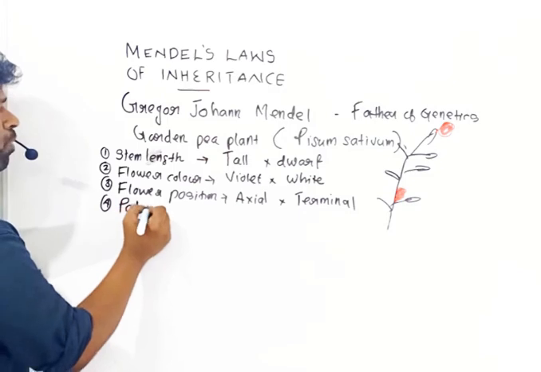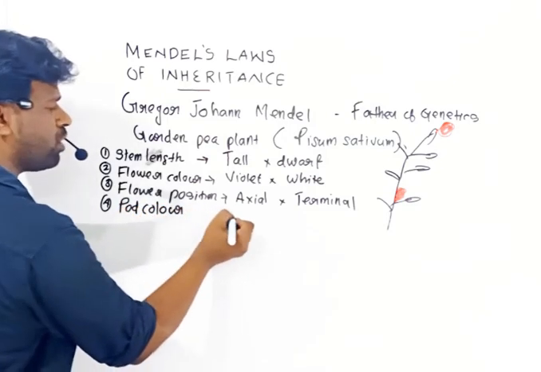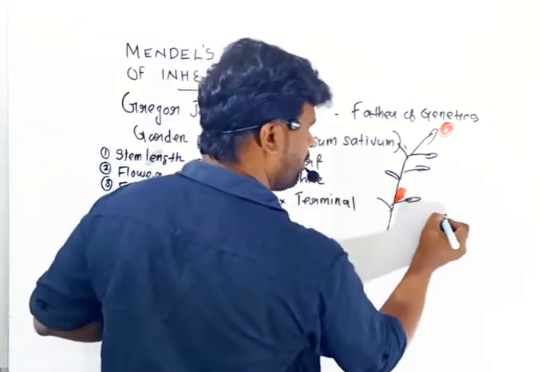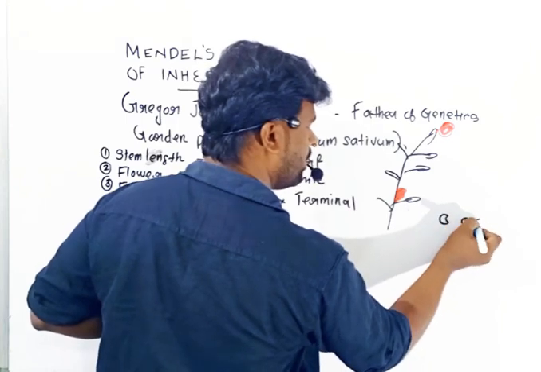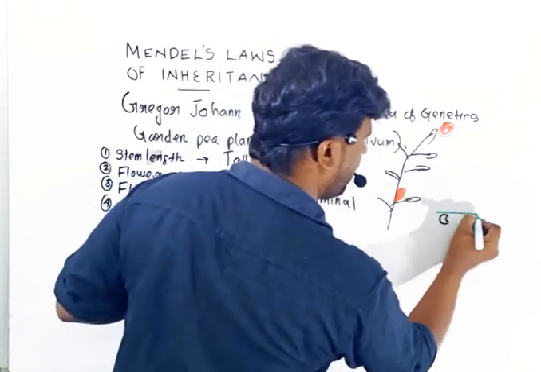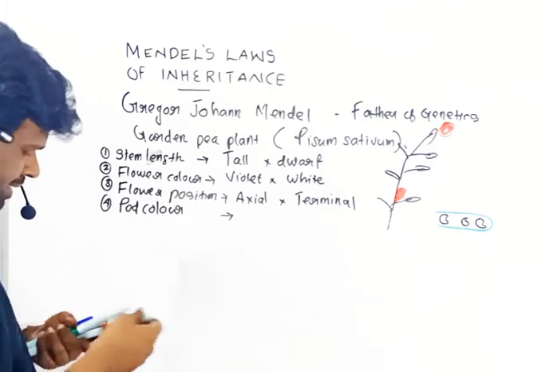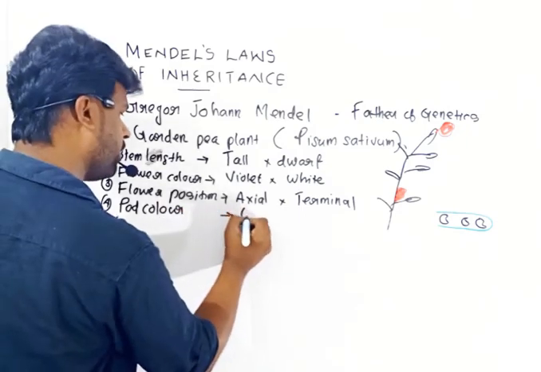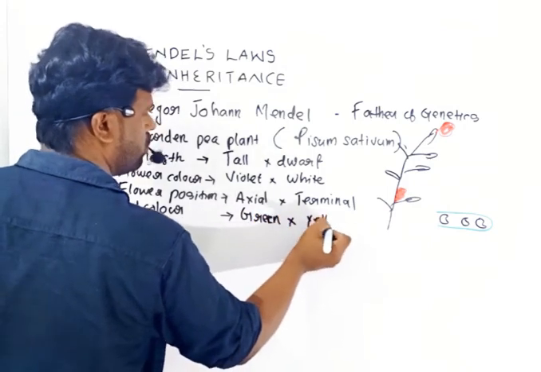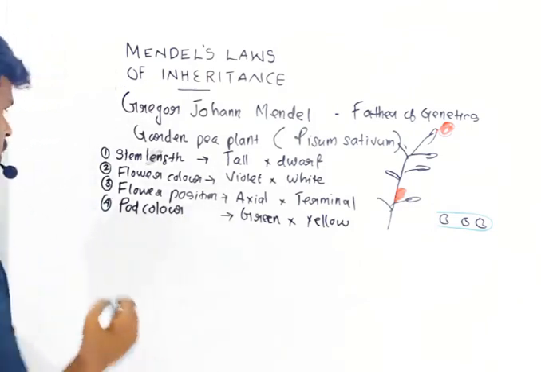Next is pod color. What is a pod? Pod means seed coat. Suppose this is a seed; its coat is called the pod. The pod color is green or yellow: green colored pod, yellow colored pod.